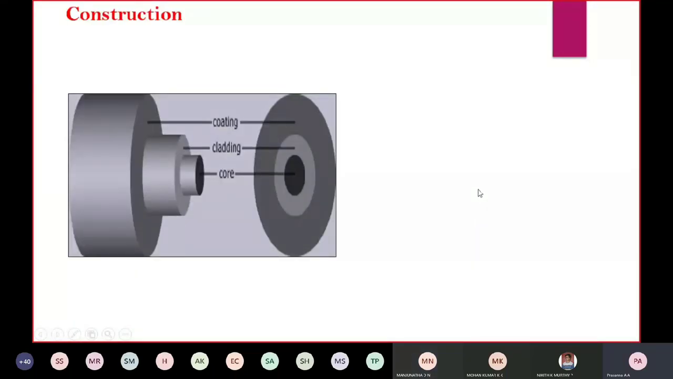And for constructing an optical fiber, as I've already mentioned, we need a glass or plastic material. And this glass or plastic will be used with two different refractive indices. The central portion will be having the highest or higher refractive index.